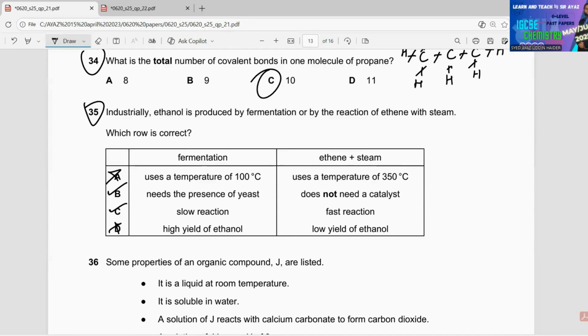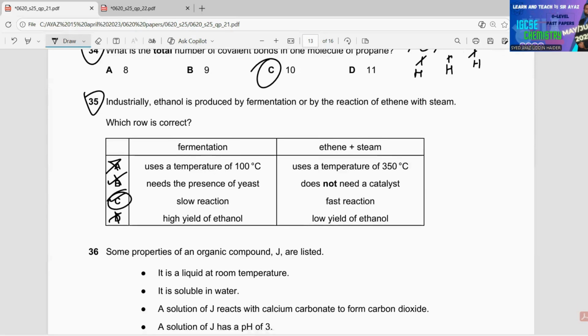Let's see B. Ethene does not need a catalyst. This is incorrect. Ethene plus steam, we need acid catalyst in this. C must be the right answer. I'm checking for ethene plus steam. It's a fast reaction. So fermentation is a slow reaction. Ethene plus steam is a fast reaction. C is the right answer in this case.